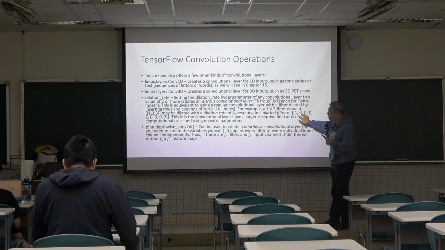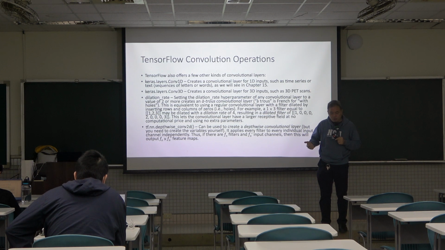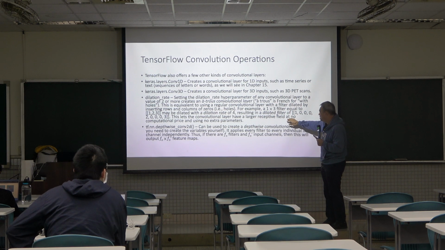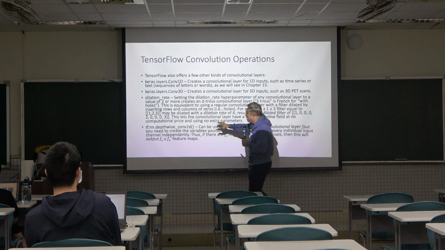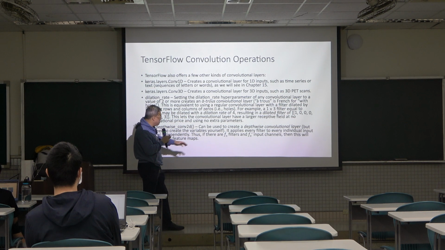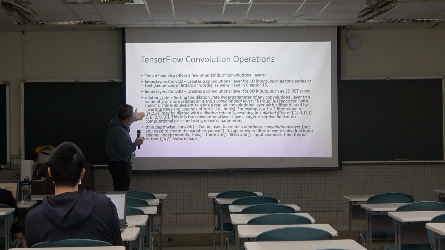And you can apply this filter just like the regular filter in the convolutional layer. Because there are a bunch of zeros, when you do the computation for this type of filter, you have no additional computational price and no extra parameters that you need to worry about. So this is a technique that we are going to use later on when we talk about WaveNet.